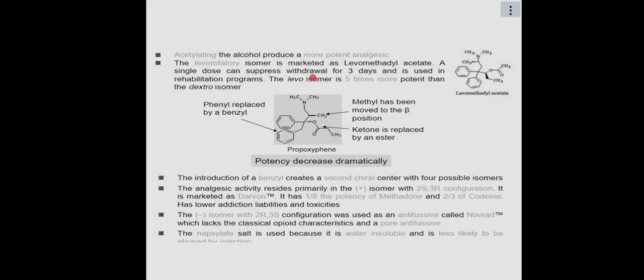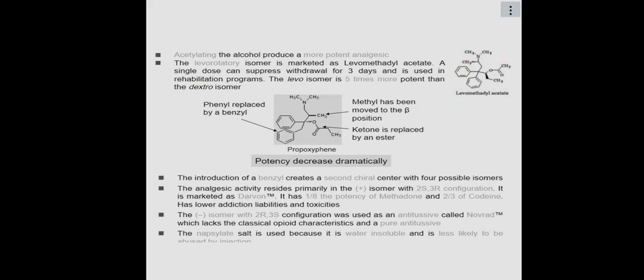A single dose can suppress withdrawal for 3 days. Remember, we have said that these drugs do not precipitate withdrawal symptoms. So if you give them to people who have been abusing opioids, they are able to suppress the withdrawal symptoms, yet these people will have the same feelings, but they will not have withdrawal symptoms. So it is used in the rehabilitation program. Again, I believe when you go to Mathare, most probably you will come across this drug, which we are calling levomethadyl. The levo isomer is 5 times more potent than the dextro isomer.